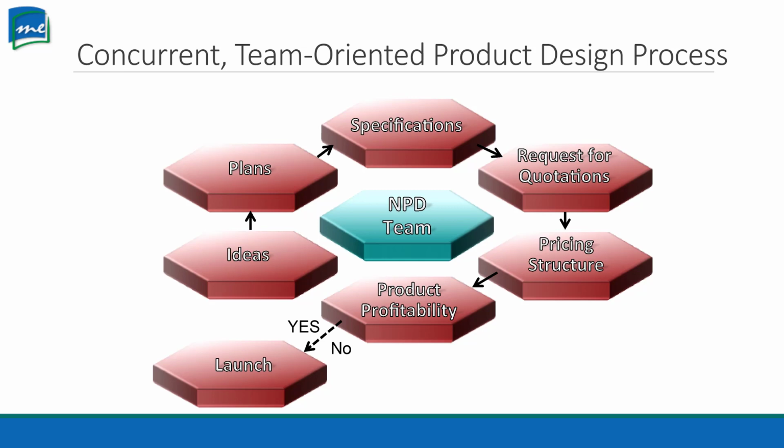So there's a team, and all this is happening at the same time because it's a team. So whoever's doing the request for quotations, the RFQs, is listening to what plans is doing. And they're getting information from specifications to send out those requests for quotations. They don't have to wait until everything's been given to specifications or operations. They don't have to wait.